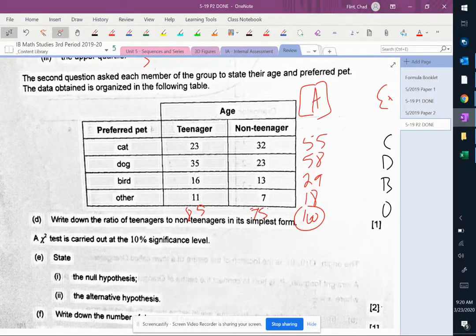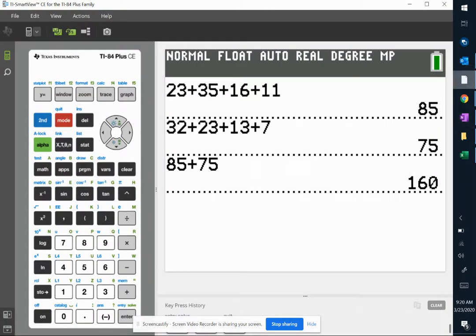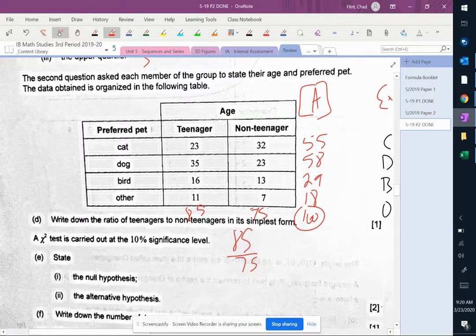So it says write the ratio of teenagers to non-teenagers in its simplest form for part D. So teenagers is 85, non-teenagers is 75. So 85 over 75, and I'm just going to use the calculator to reduce that. So that gives me 17 over 15.